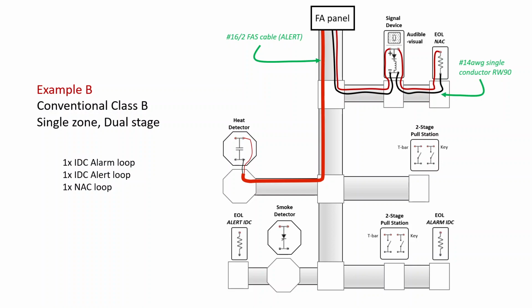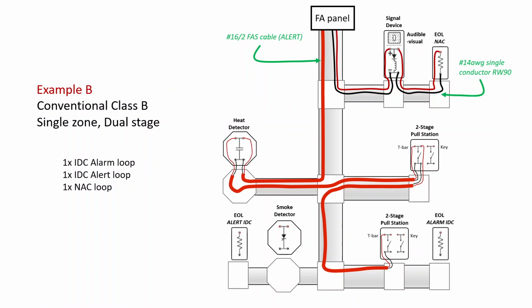Now I'm going to hit all of the alert items, and the alert items involve the pull stations as well as the additional smoke detector at the bottom. So out of the heat detector, I'm going to come and go into my two-stage pull station. It's going to go into the T-bar side, and then out of the T-bar side, I'm going to have to go all the way back down into my second pull station. Again, just going into the T-bar side. Remember, there are two separate features to a two-stage pull station, and one of them is a key. The key is going to be for the alarm side.